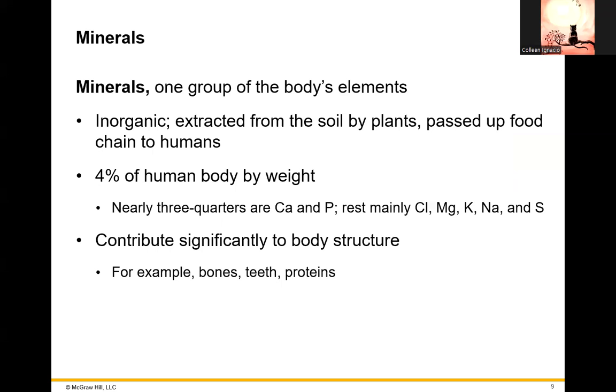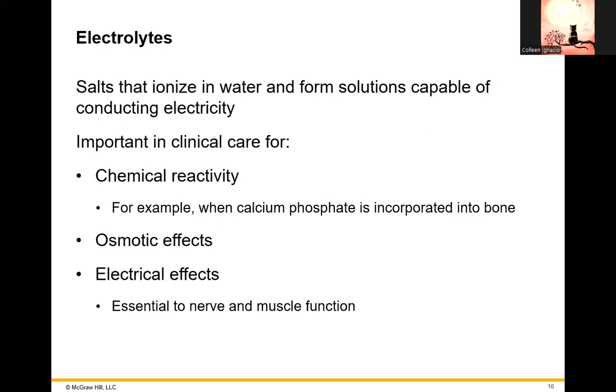So these minerals are inorganic and they can be extracted from the soil by plants. They're passed up the food chain to humans. And these minerals are 4% of the body weight. Many of them are calcium and phosphorus. These minerals help with our body structure, for example, our bones and our teeth, and they help to make up proteins. So minerals are important.